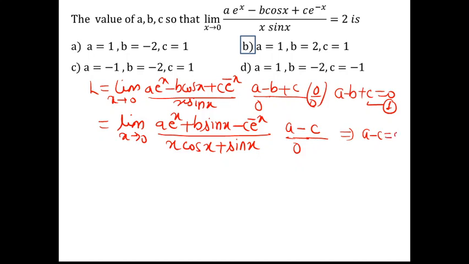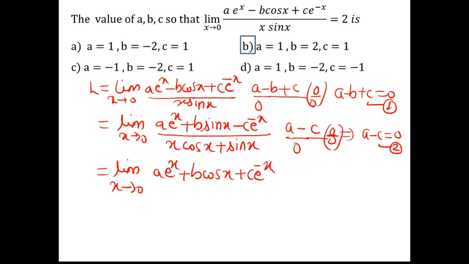So I have another equation in my credit, that is a minus c equal to 0. Now again, as it is a 0 by 0 form, we can apply L'Hospital's rule. So applying L'Hospital's rule, we get a e raised to x, then b cos x, then plus c e raised to power minus x as the differentiation of the numerator, and the denominator gives me x sin x plus cos x plus cos x.